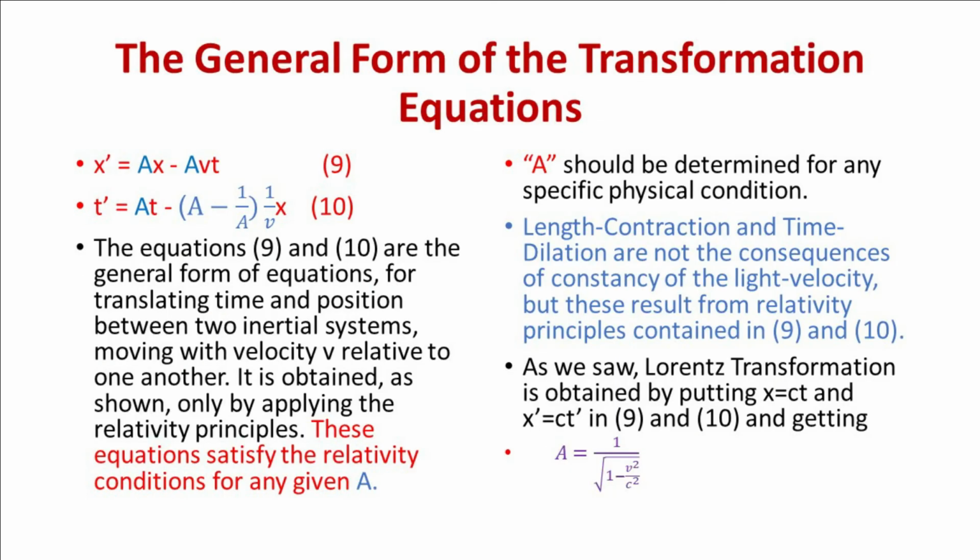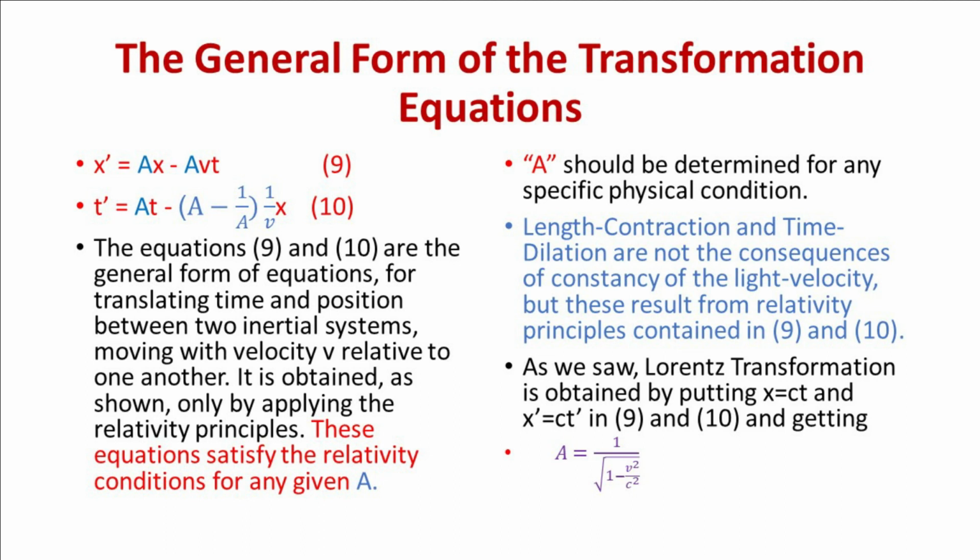The general form of the transformation equations. The equations 9 and 10 are the general form of equations for translating time and position between two inertial systems moving with velocity v relative to one another. It is obtained, as shown, only by applying the relativity principles. These equations satisfy the relativity conditions for any given a. a should be determined for any specific physical condition.